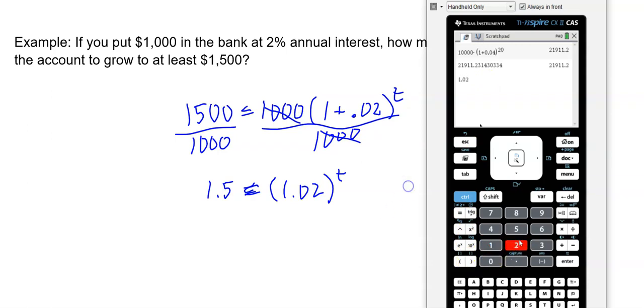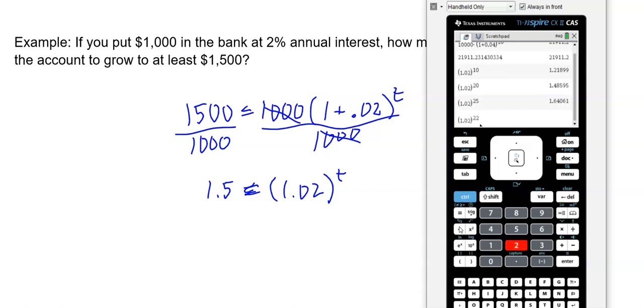1.02 to the power of, let's say it's 10 years. I don't know. 1.21. I need it to be 1.5 or bigger. Let's make it 20 years. Oh, we're getting closer. I'm going to try 25 rather than 30. That's too much, right?